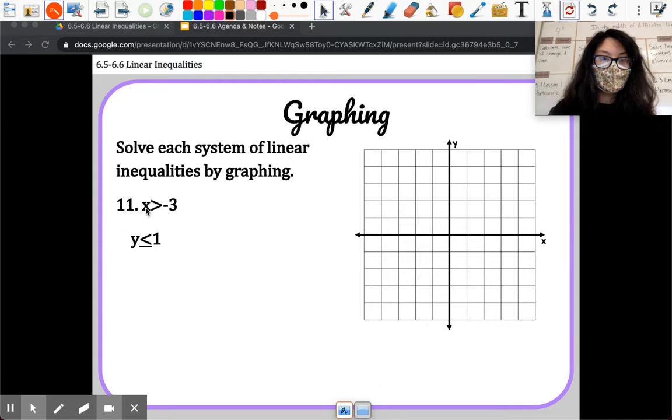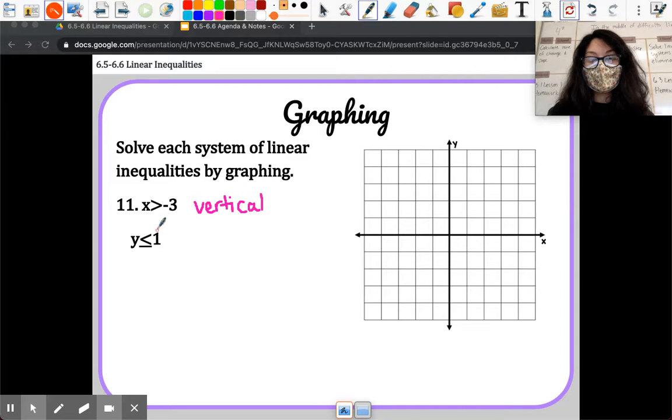Okay, so here we've got x is greater than negative 3 and y is less than or equal to 1. Right off the bat, we've got some vertical and horizontal lines. They're not oblique. X is equal to a number or less than a number or greater than a number. If it's just an x by itself, that is a vertical, up and down boundary line. Y equals a number, or y is less than, or y is greater than a number. If it's just a y by itself and no x, that's going to be horizontal. At this point, we should just have those concepts memorized.